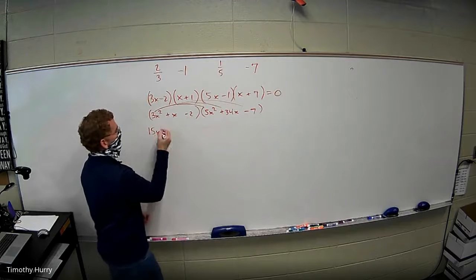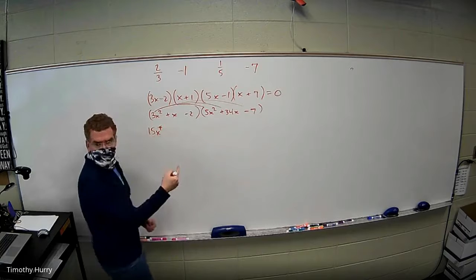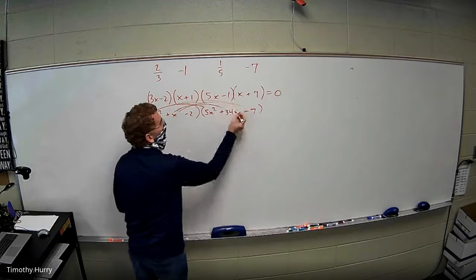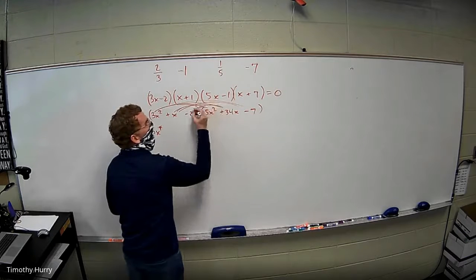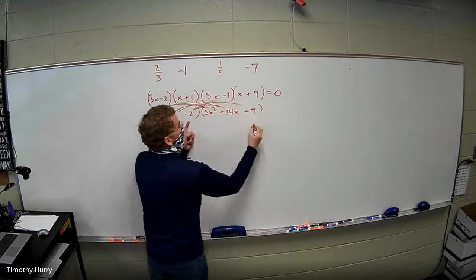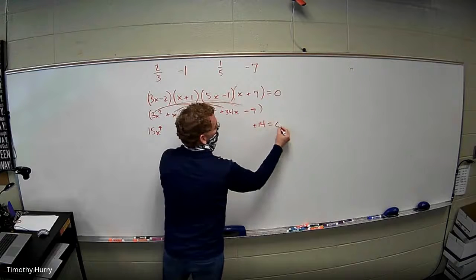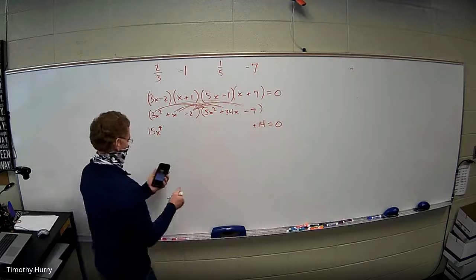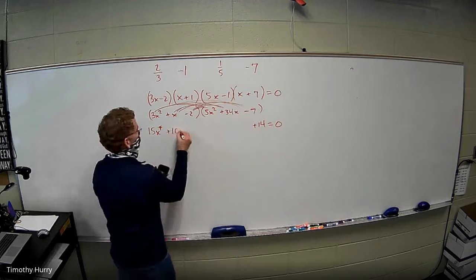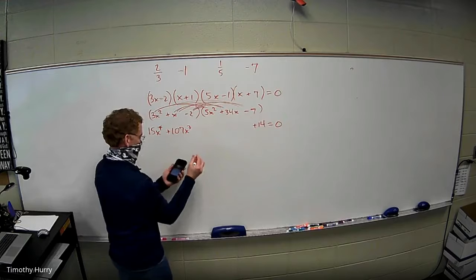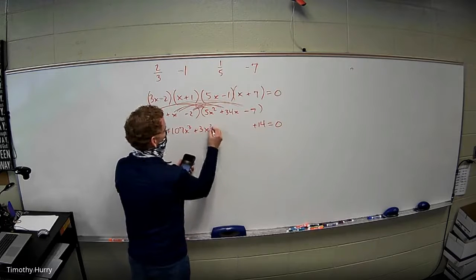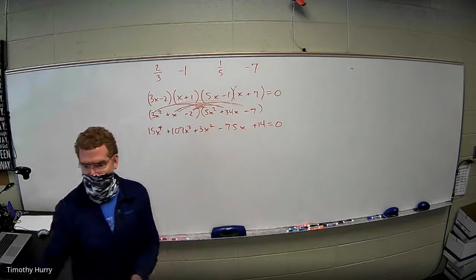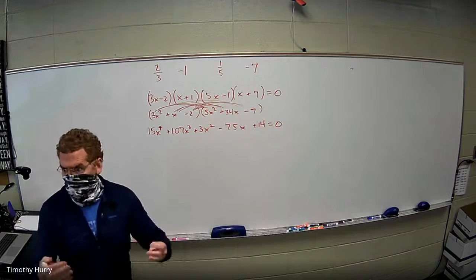I'm sorry, 15x to the fourth, sorry. Can you see that it would be 15x to the fourth? And can you see that I'm going to get a whole bunch of other terms too, right? But can you see that the very last term, the constant, is going to be positive 14? Now the stuff in the middle, I actually did the math on it, ends up being 107x cubed plus 3x squared minus 75x plus 14. So that's what I end up with, but it would be no easy process.